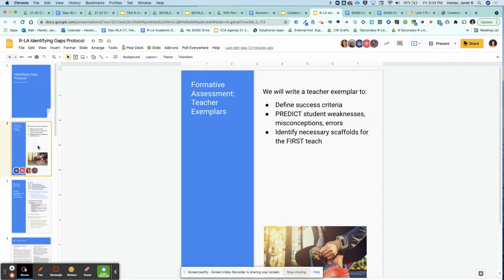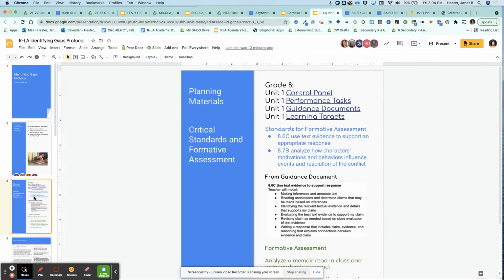After we've identified the success criteria, we're then going to talk about the misconceptions, and then we're going to identify the scaffolds that we need to build into the lesson before we actually deliver it. Is everybody cool? Yes. All right.